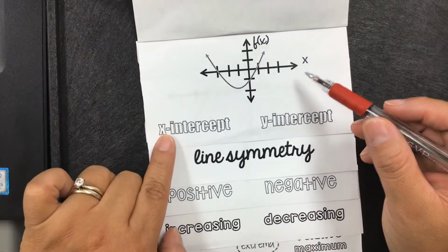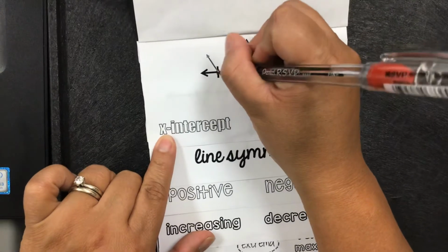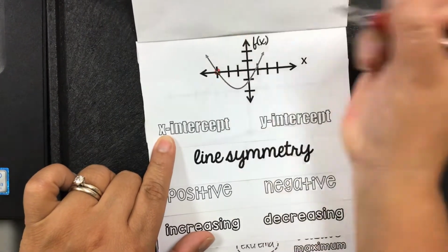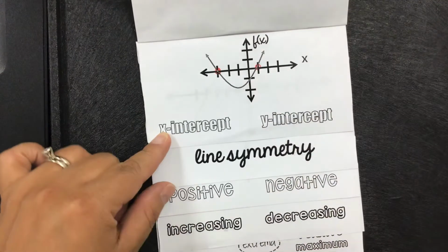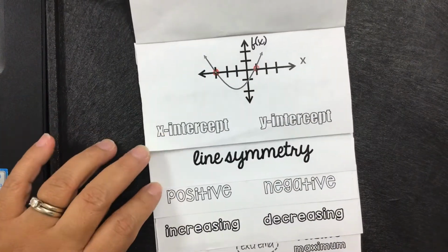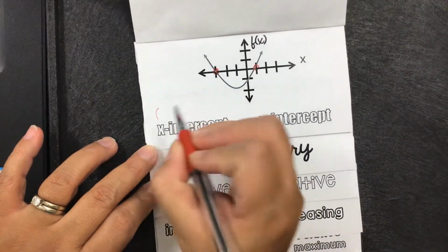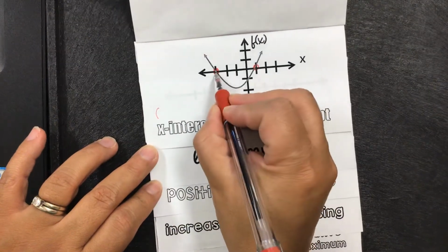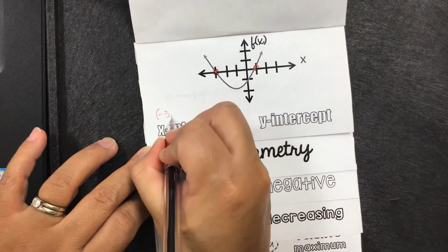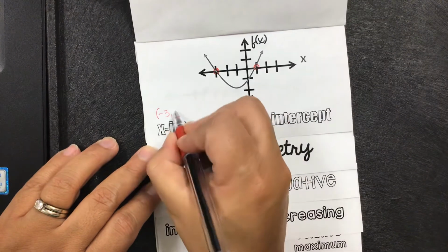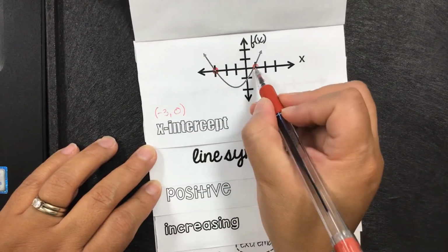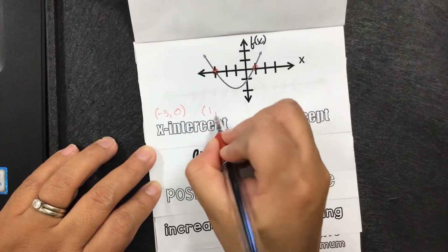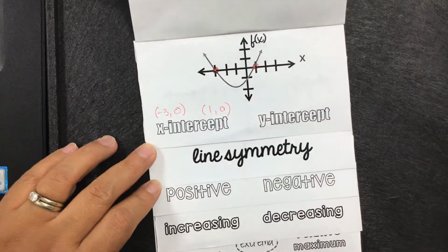The x-intercepts in this example would be right here and right over here. How we indicate what they are is that one has a negative 3 x value, and your y value is always going to be 0. The other x-intercept is over here, which is 1, 0. And we write it as an ordered pair.